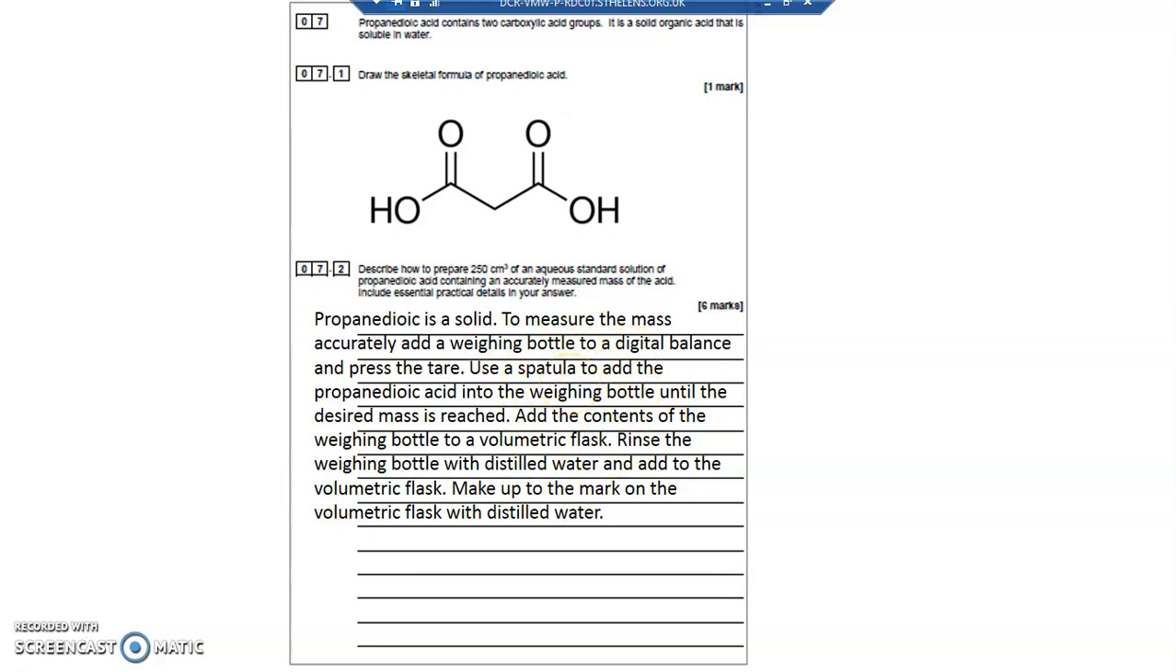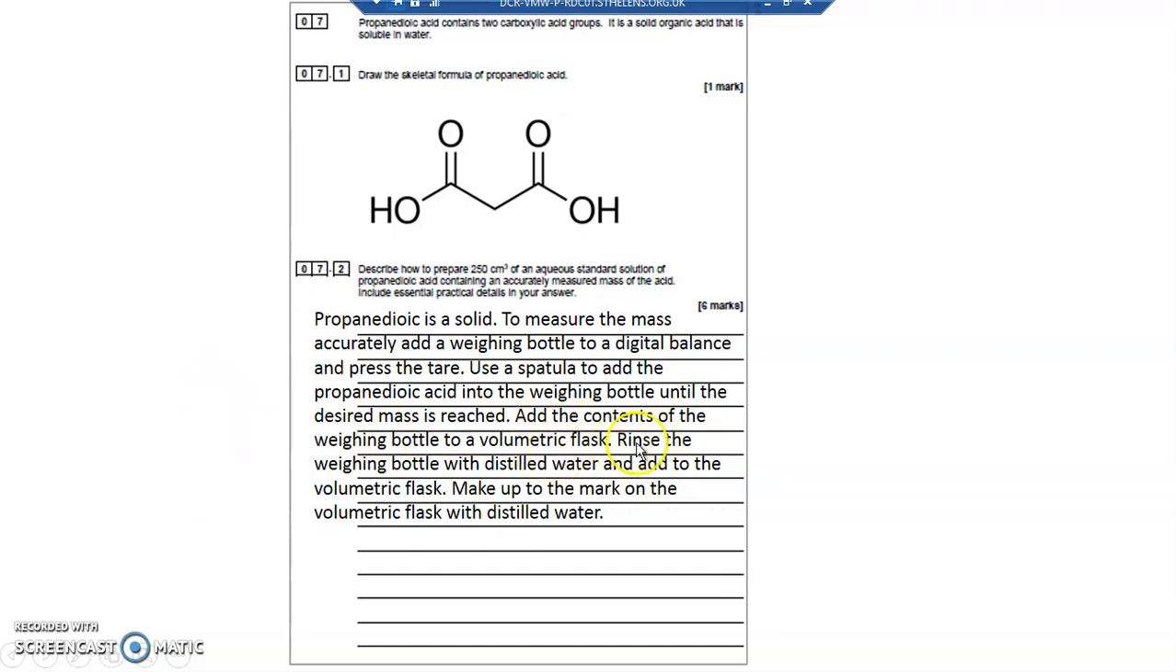Then you're going to get a spatula and add the propane dioic acid. Remember, it's a solid, so that's why you can use the spatula, into the weighing bottle until the desired mass is reached, until you've got the mass of the propane dioic acid that you want. It doesn't tell you what it is, but you need to know what it is. You'll know what it is in your experiment. We've been given that in the instructions. Add the contents of the weighing bottle into the volumetric flask. Remember, a volumetric flask is just a flask with a mark on it, which will measure 250 centimeters cubed.